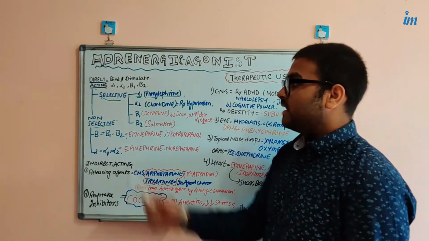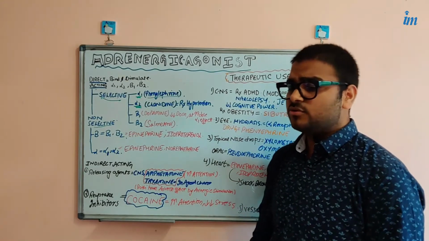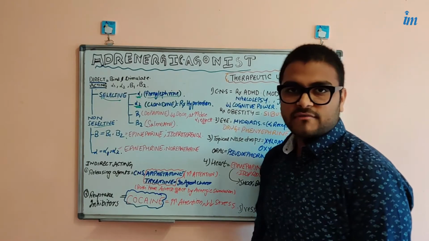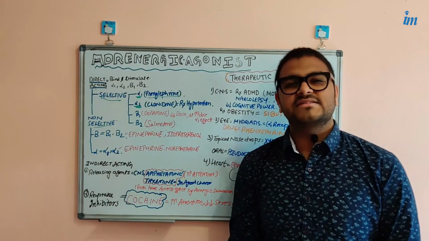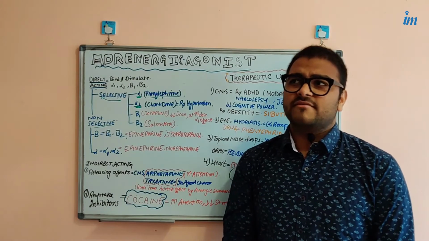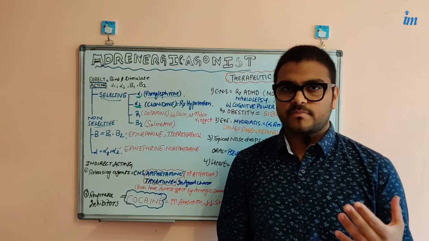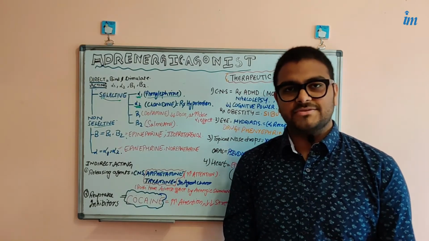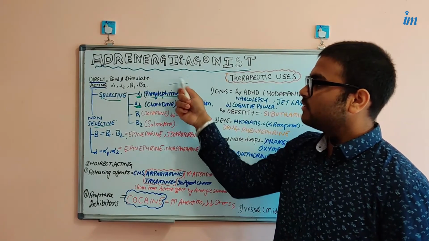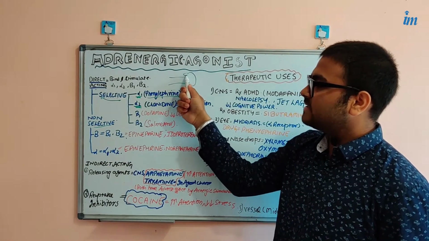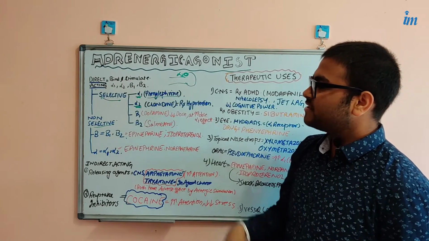Then we have selective alpha 2 drugs, meaning they bind to the alpha 2 receptor. An example of that drug is clonidine. Clonidine is an antihypertensive drug. It is not the first line of drug for the treatment of hypertension, but yes, it is used for the treatment of hypertension. How do we know where the alpha 2 receptor is present? This is a neuron, and on the presynaptic membrane of the adrenergic neuron, we have the alpha 2 receptor.